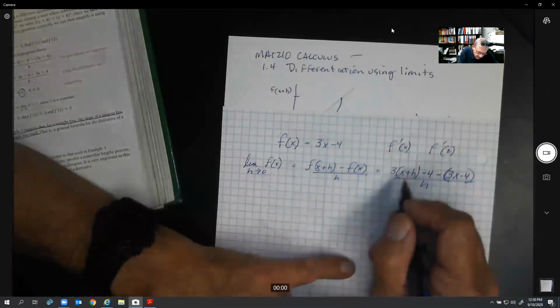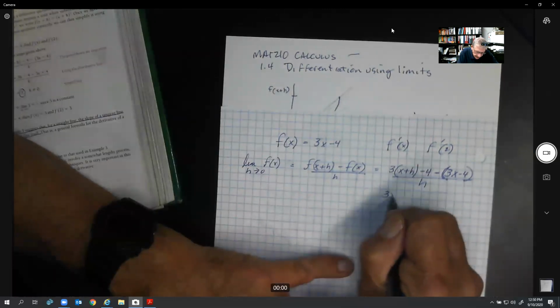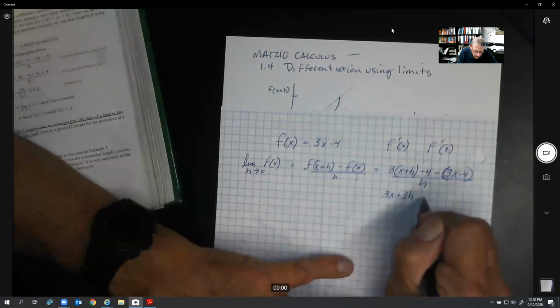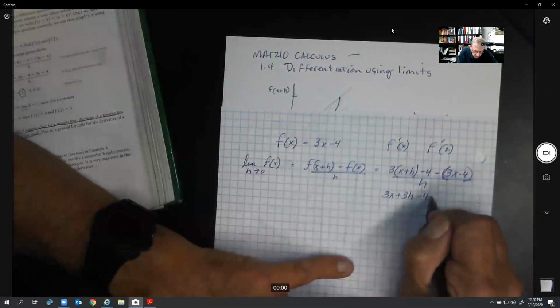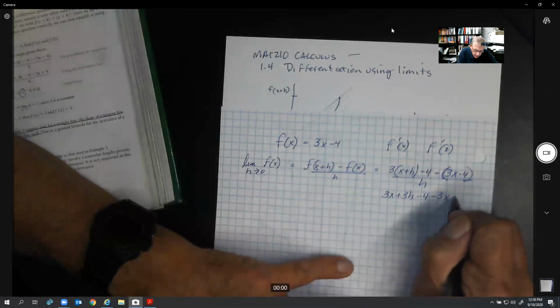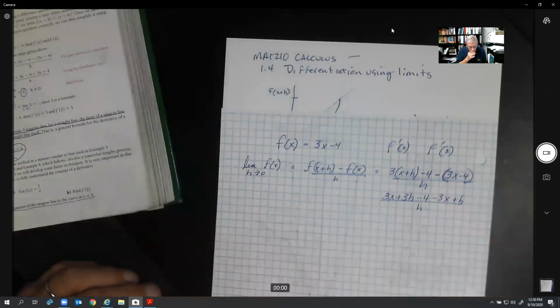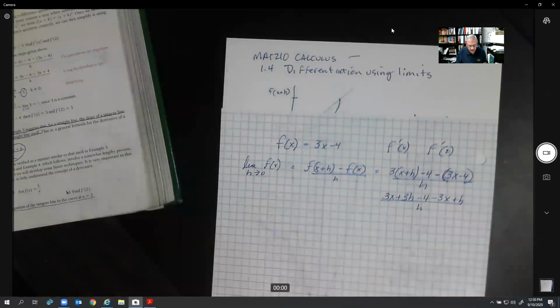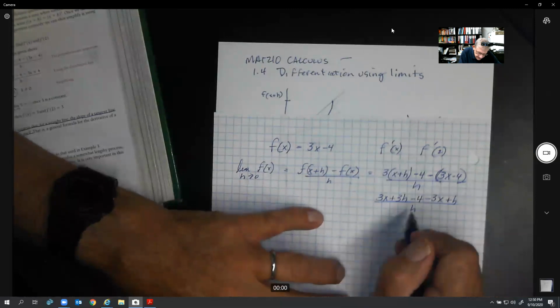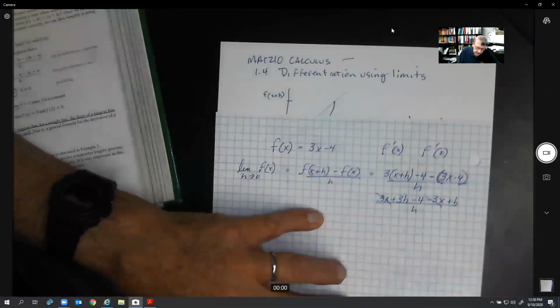So let's simplify this. This will be 3x plus 3h minus 4 minus 3x plus 4 over h. Now, all the terms that don't have h's in them should cancel. So this 3x cancels out the negative 3x.